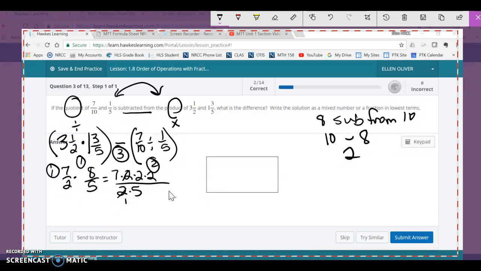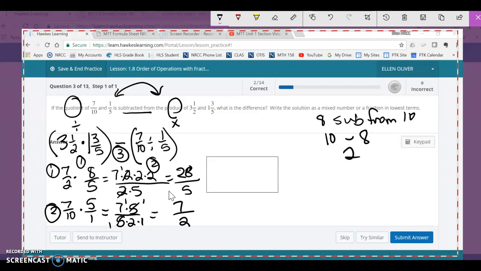So the 12 is going to cancel, and I'm going to be left with 7 times 4 over 5. There's answer number 1. Number 2, the division, 7/10. I'm going to flip and multiply. So 7 times 5 over 5 times 2 times 1. The 5's cancel, and I get 7 over 2.